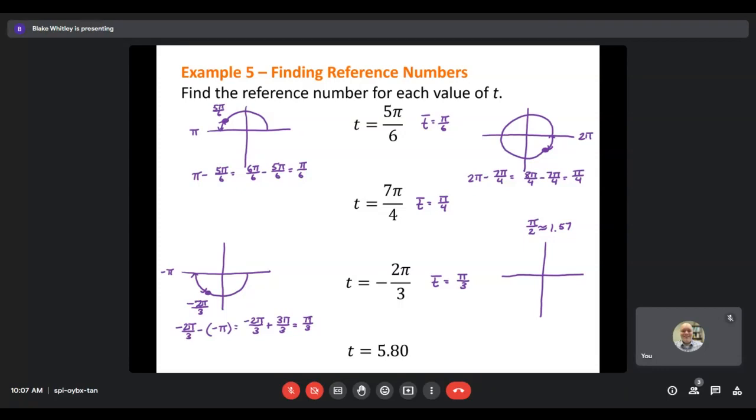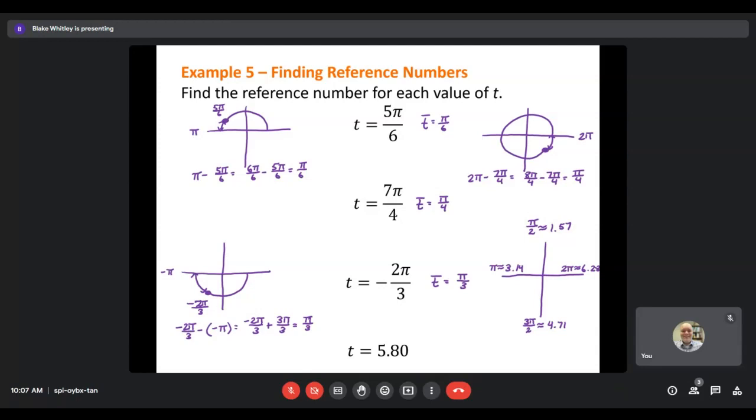Okay, so we know 5.80 is definitely bigger than that. So I'm going to come over here and say, well, what about pi? Pi is one we're probably familiar with. That's about 3.14. And so our 5.80, again, is bigger than that value, so I need to keep going. My next value down here, 3 pi over 2, is approximately 4.71. Again, 5.80 is still bigger than that. So now I'm going to come over here and say, well, 2 pi is about 6.28.